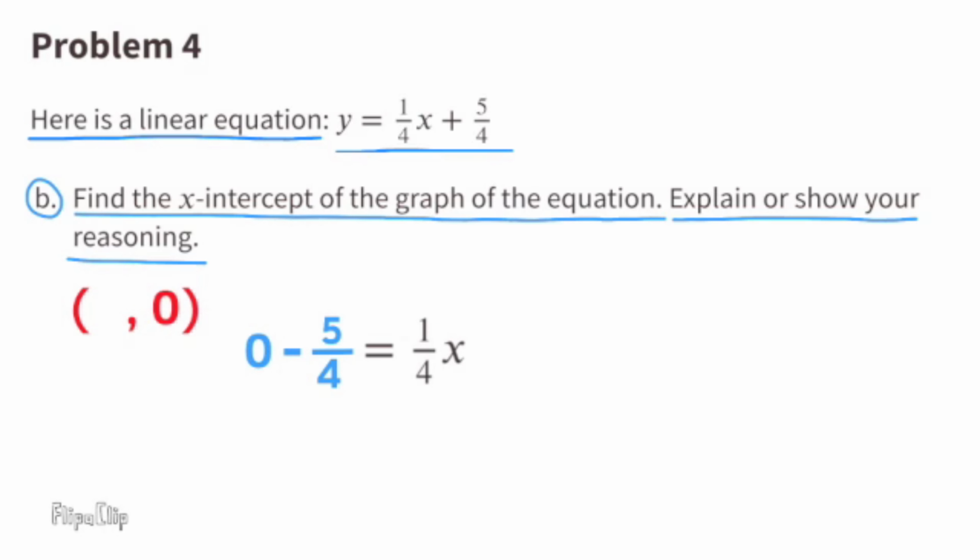To get the x by itself, I need to multiply 1/4 times its reciprocal, which is 4 over 1. And I need to multiply the negative 5/4 by 4 over 1. 1/4 times its reciprocal is 4 over 4, or 1. And 1x is the same as x. 5 times 4 is 20, and 4 times 1 is 4. 20 divided by 4 is 5, and 0 minus 5 is negative 5. X equals negative 5. To find the x-intercept of the graph, the points would be (-5, 0).